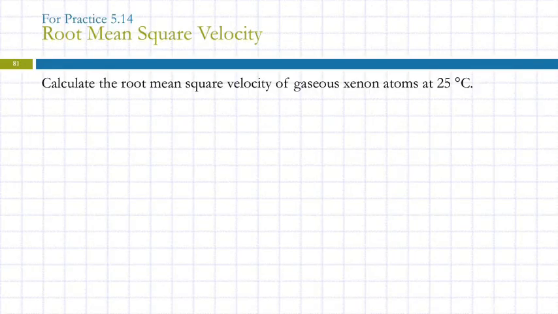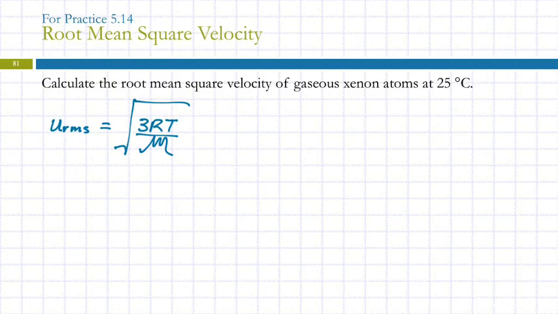So let's calculate the root mean square velocity of gaseous xenon atoms at 25 degrees Celsius. So we need that equation that we just looked at. The root mean square velocity is equal to the square root of 3RT over m, where m is the molar mass in kilograms per mole.